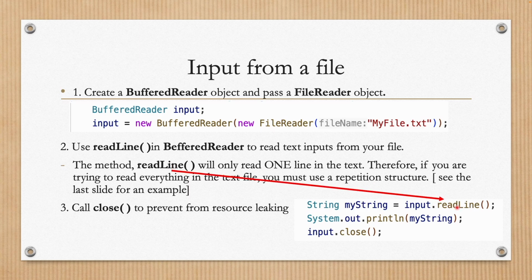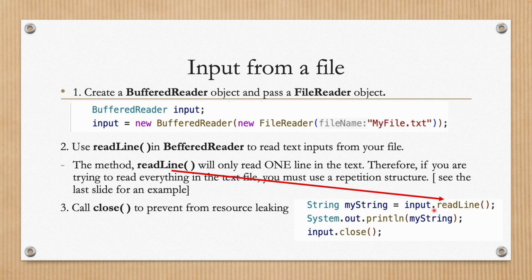So the readLine method is a method that belongs to BufferedReader. Remember, this is a method that's not defined in your class, it's defined in the BufferedReader. Therefore, we have to use a BufferedReader object, which is input. That's the name of the BufferedReader object that we're using. We have to use the name of the object and then dot and the method.